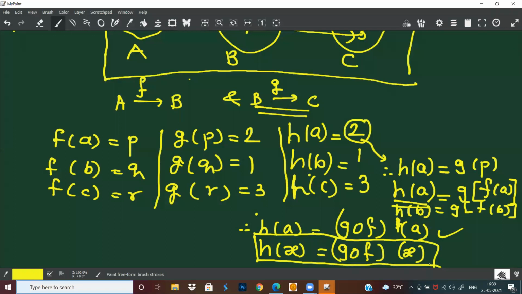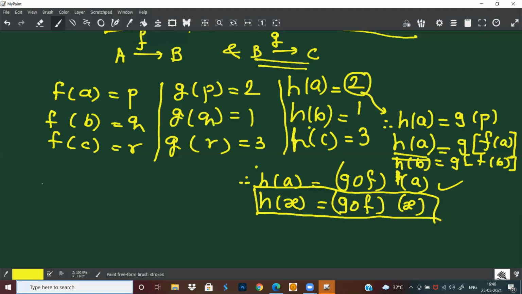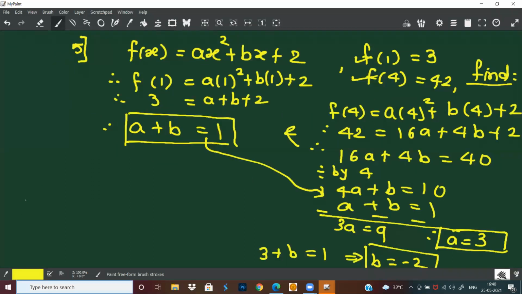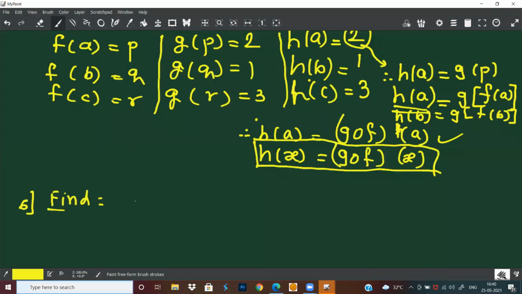Now I am teaching you, this is so useful even in derivatives and integration. Just remember what I'm telling you now, the next 5 minutes, how to get this. Now, if I give you example number 1, I forgot what was the serial number. I think it was 5, yeah. So number 6. Find f of g and g of f.